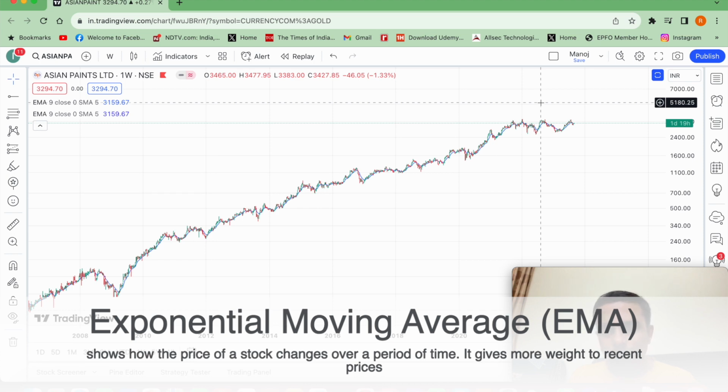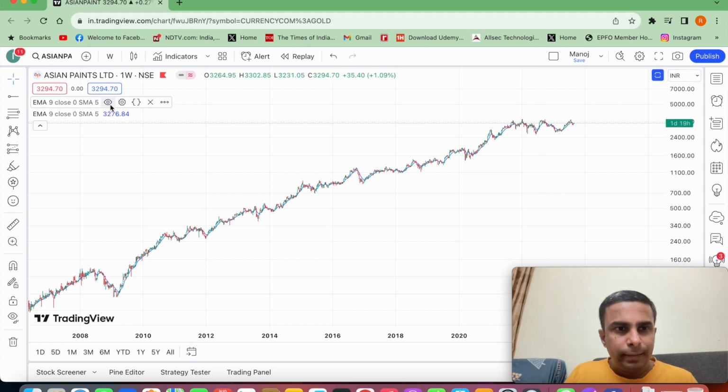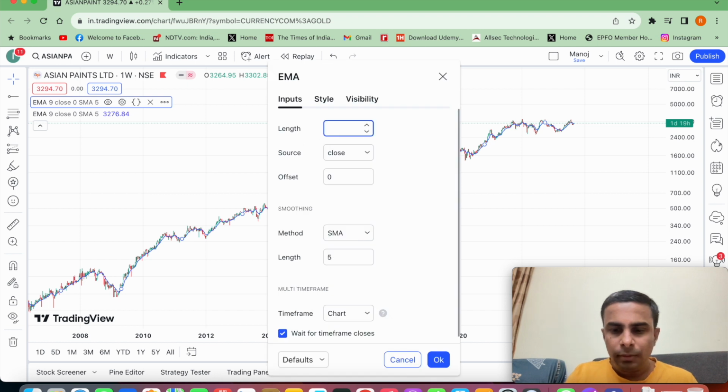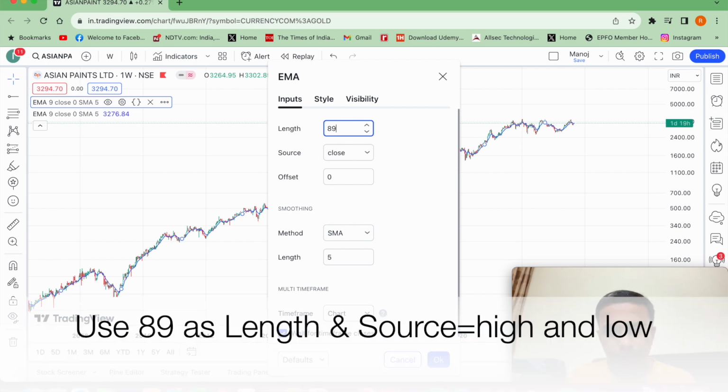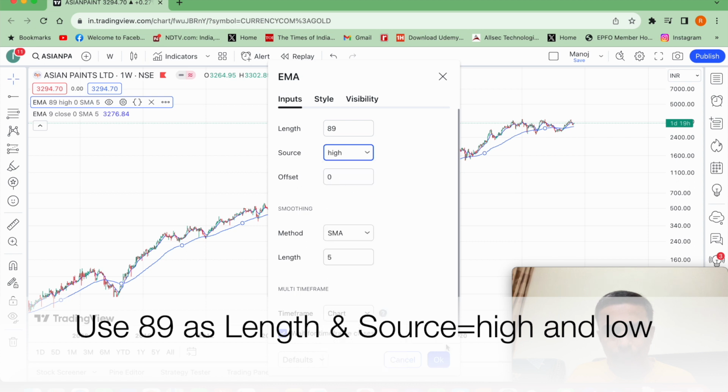It will help you identify the weighted average price of the stock over the recent time period. Let us not get into the mathematical calculation of it, but let's quickly look at how we can apply that on the chart and make an informed decision of investing in these high growth stocks. I'm going to change the settings to an 89 period moving average. From the default setting of 9, I'm going to make it 89, and instead of close, I'm going to make it high.